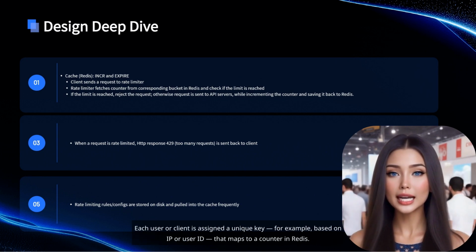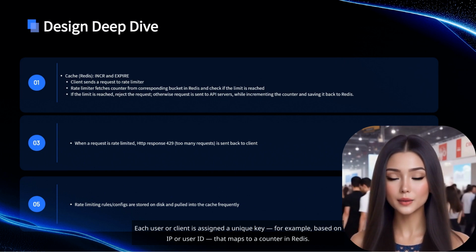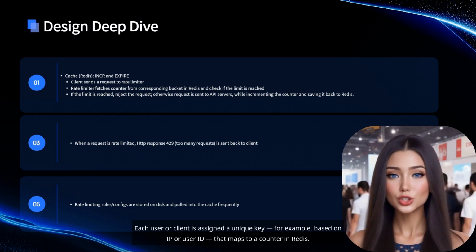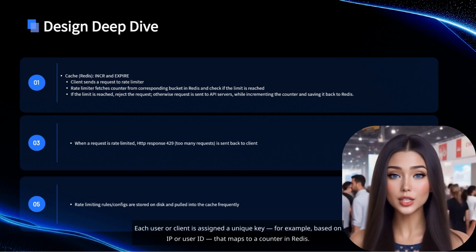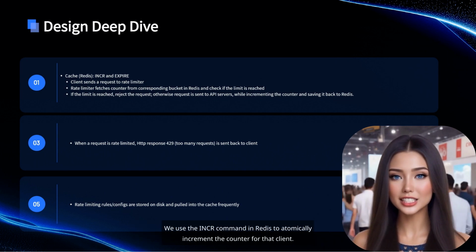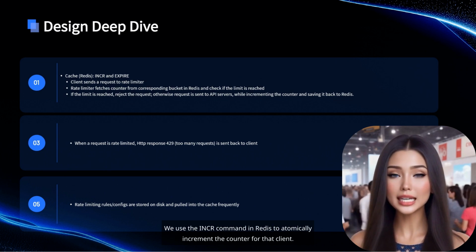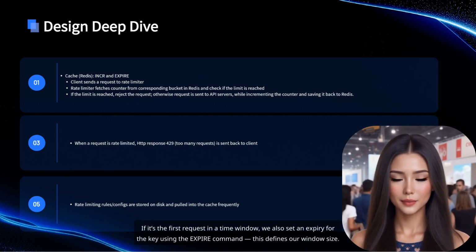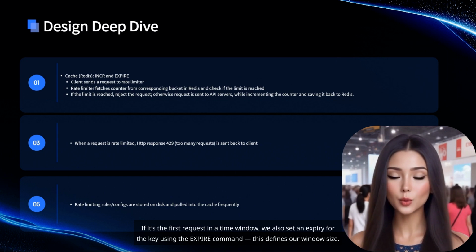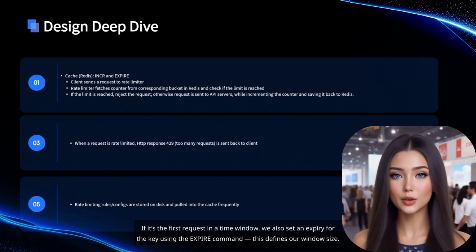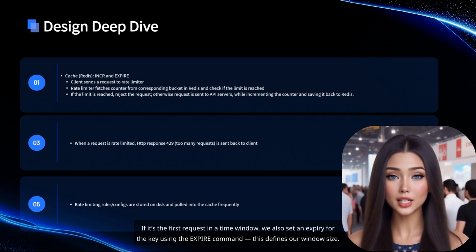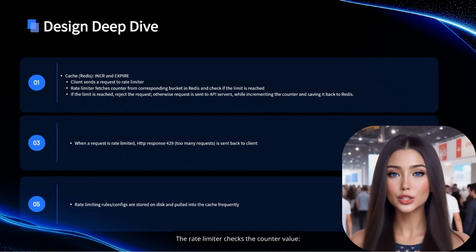Each user or client is assigned a unique key, for example based on IP or user ID, that maps to a counter in Redis. We use the incr command in Redis to atomically increment the counter for that client. If it's the first request in a time window, we also set an expiry for the key using the expire command. This defines our window size.